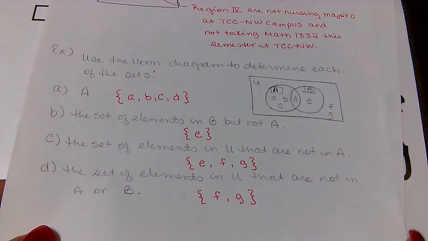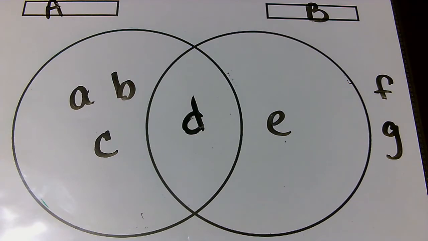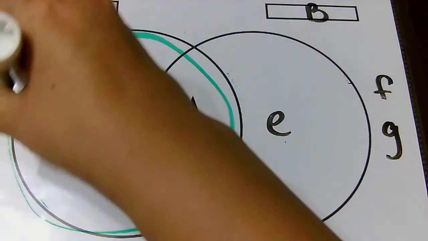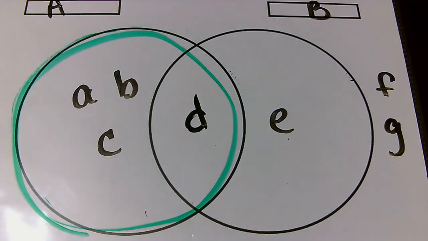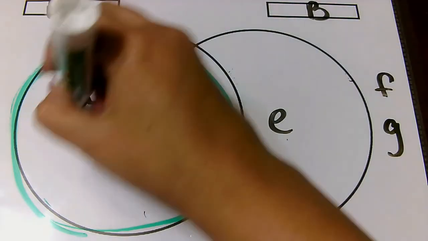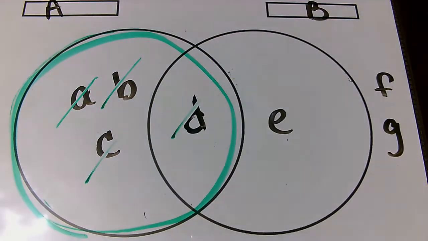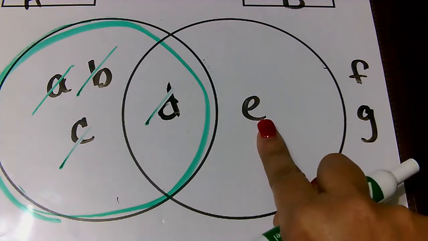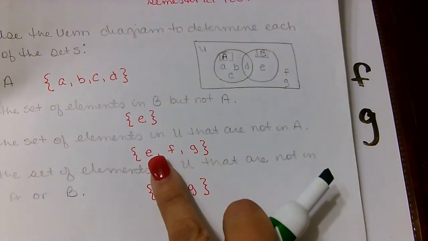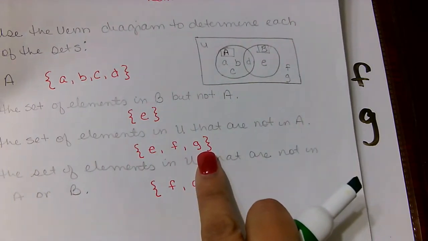For part C, it says the set of elements in the universe that are not A. Let's go ahead and do this one. So the first thing I'm going to do is circle everything that is A. And then it says every element in the universe that are not A. I do not want anything in A. So that just leaves me with E, F, and G. So if I go back over here, I have E, F, and G.